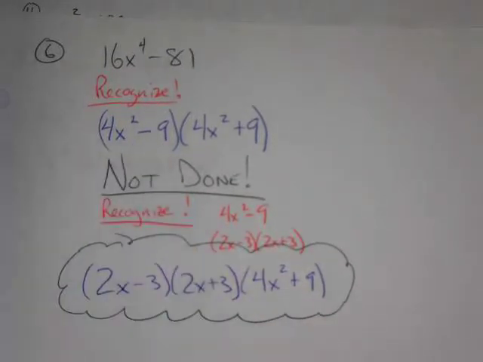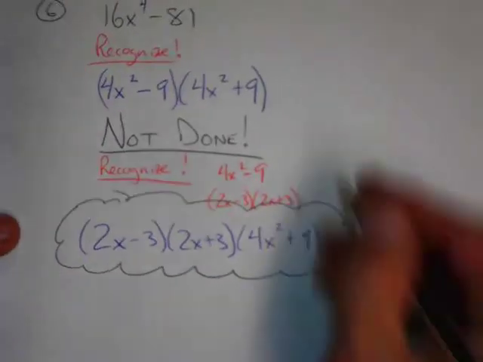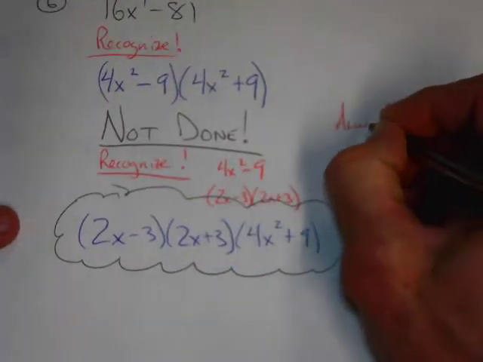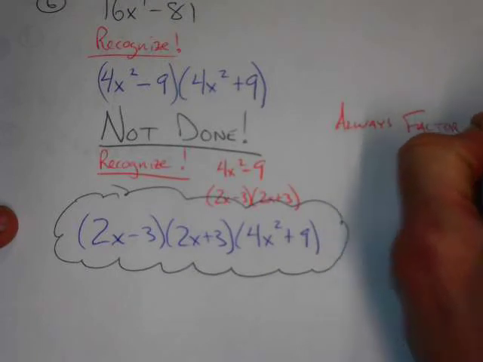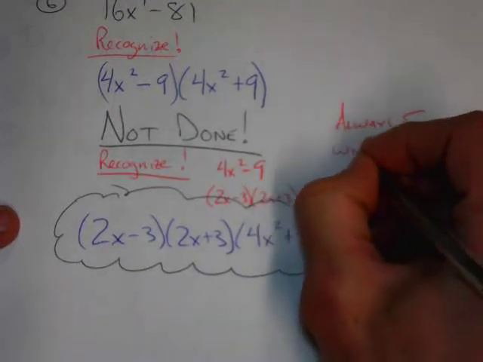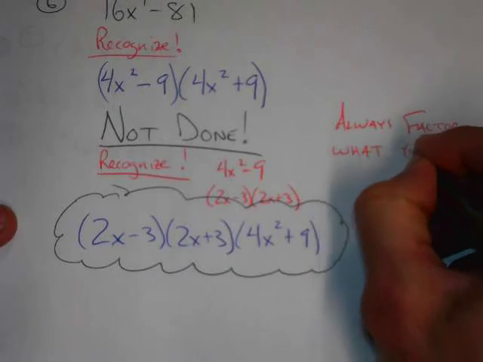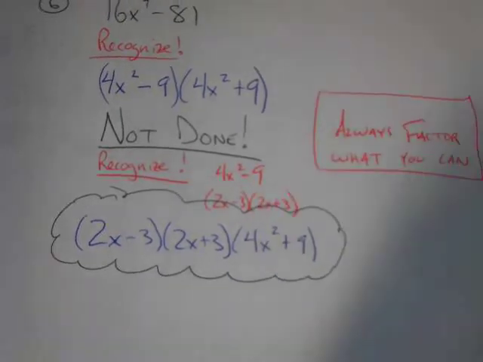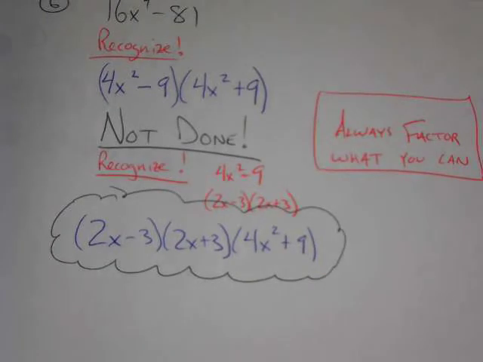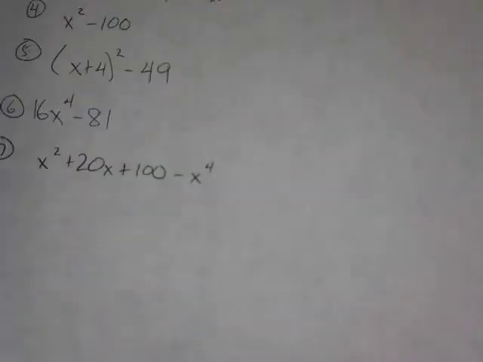So always factor what you can. Okay? So always factor what you can is a huge note. Because then you'll be able to graph stuff. Then you want to be able to graph accurately. Always factor what you can. Huge note. All right?